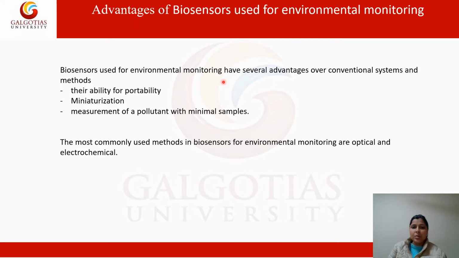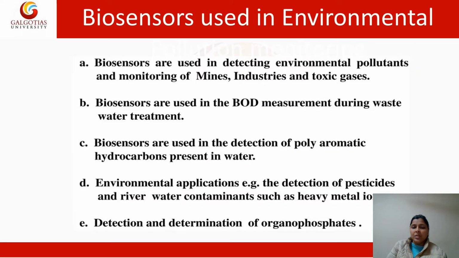The commonly used biosensors for environment monitoring are optical and electrochemical sensors. These we have already discussed in our previous videos when we covered types of biosensors. So we'll see how biosensors are being used in the environment.